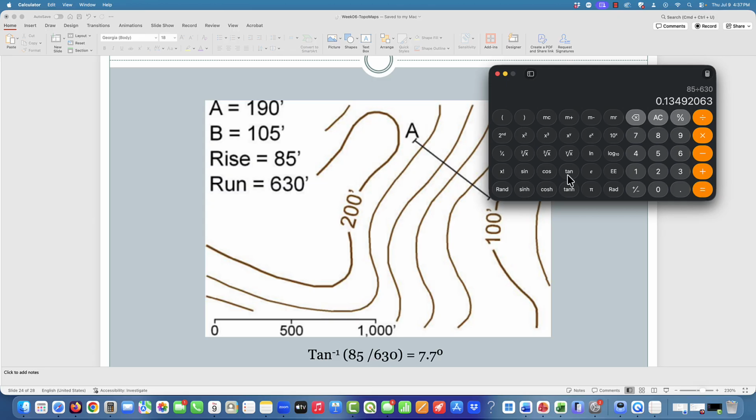Now, I don't want to take the tangent of this number. I want to take the inverse tangent, or the tan to the minus 1 of this number. On the scientific calculator, I'm on the scientific one here, what I would do is do the second function until I see a tan to the minus 1. I take the tan to the minus 1 of that value, and that's how I get 7.68 degrees, or rounding to 7.7 degrees here.